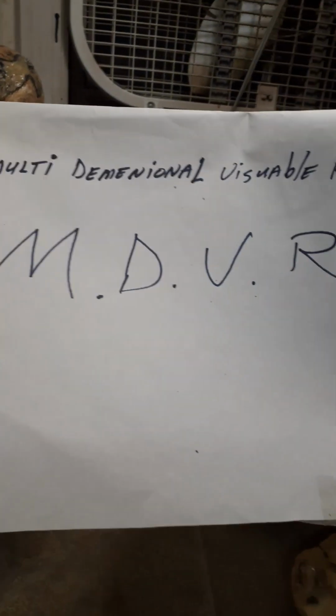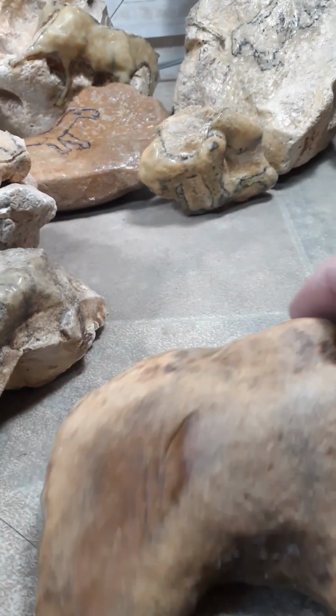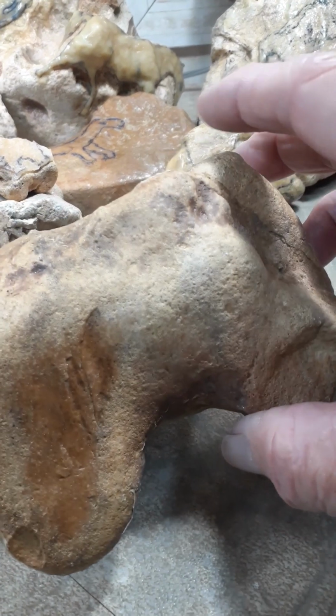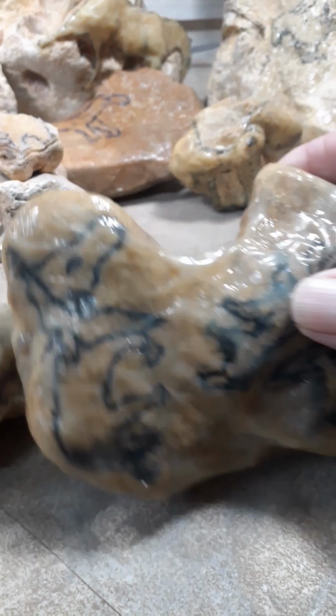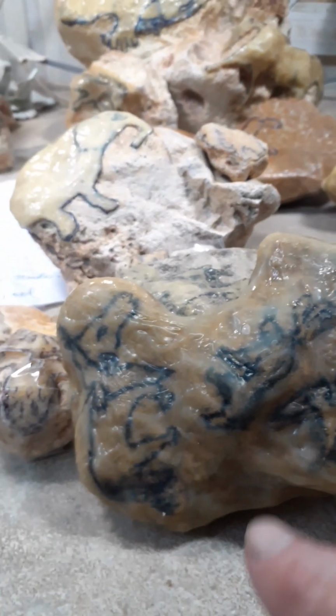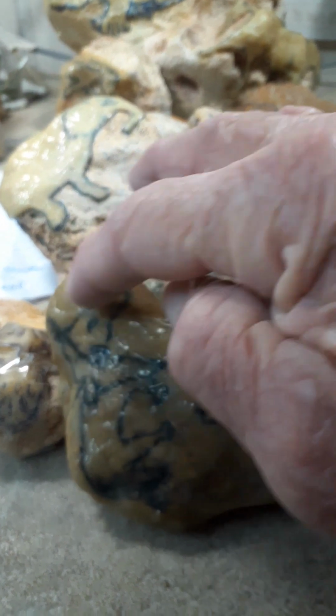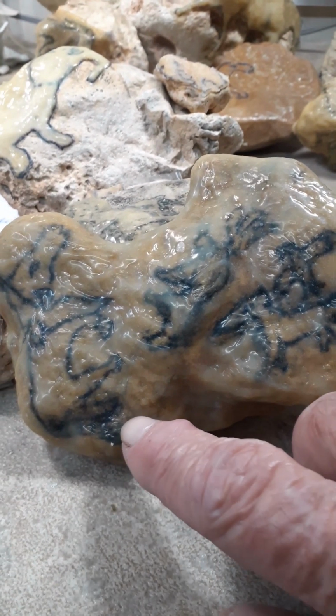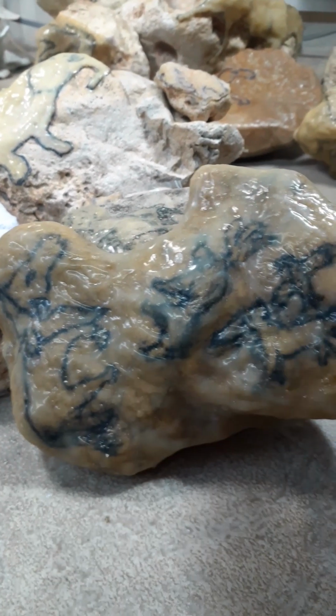Let me repeat. Multi-dimensional visual representation. Here is a nice little horse right there. And on the other side is also a horse. The head is here. The body comes back here. The leg comes down here. Front leg there. Front leg there.